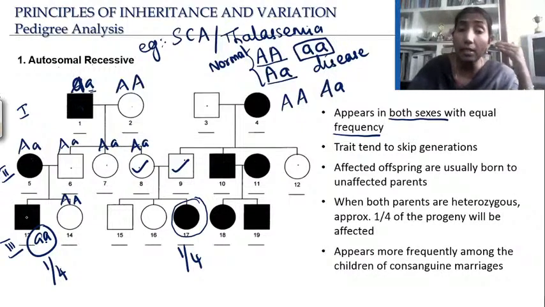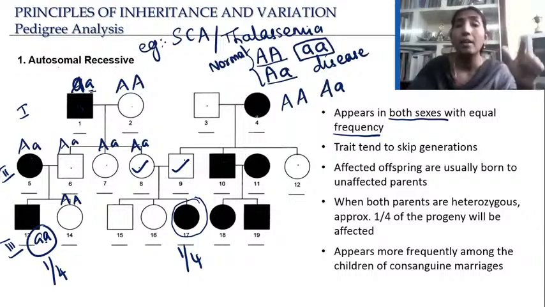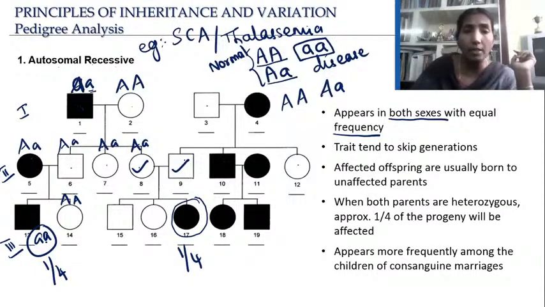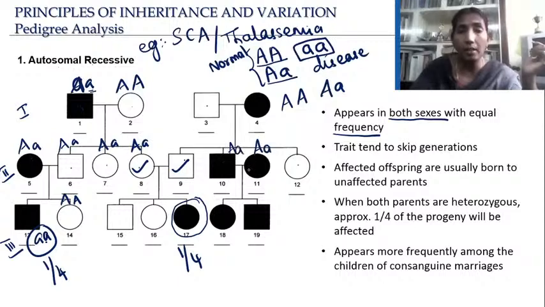Sometimes it may not skip the generation, because if it is a heterozygous parent, then there is a chance of it getting expressed in 1/4 of the progeny. If they are all heterozygous, then that is where it will be totally expressed. When you see both affected parents getting married, here they are having AA. When they get married, there are chances of the trait appearing.